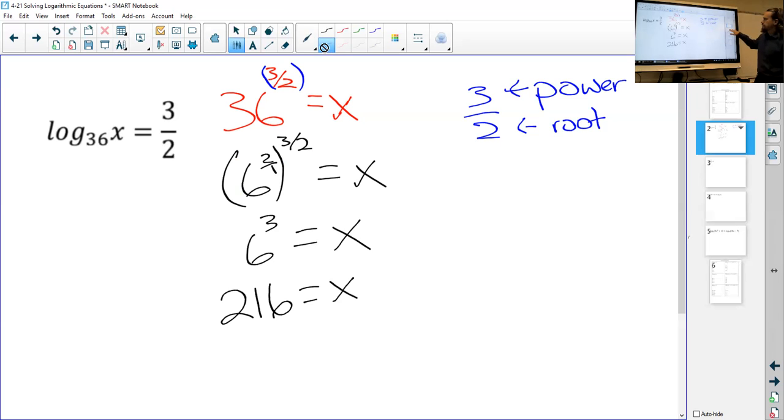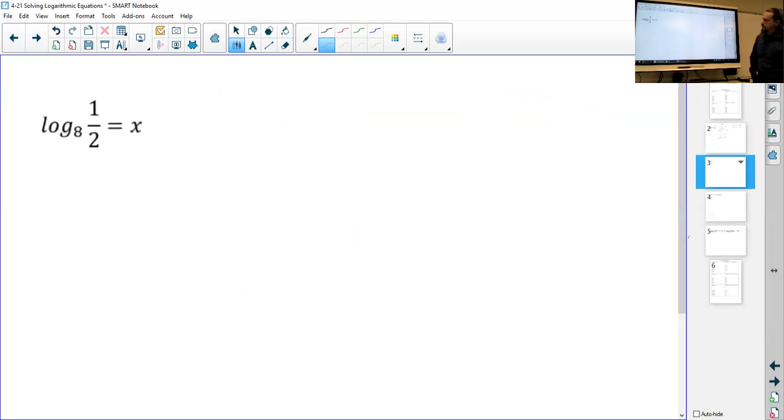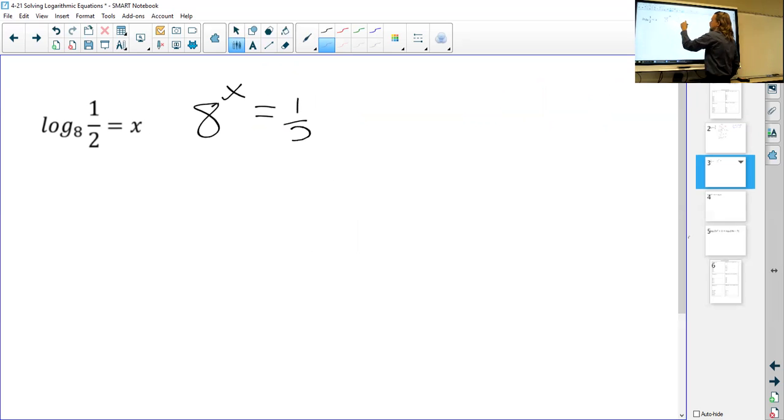Okay? All right. Our second example, this is just what we did yesterday. Log base 8 of 1/2 equals x. So we can rewrite this as an exponent. This is 8 to the x power equals 1/2. Since I have a whole number on one side and a fraction on the other, my answer is going to be negative. It's probably going to be -3, right? But let's go through the steps just in case.